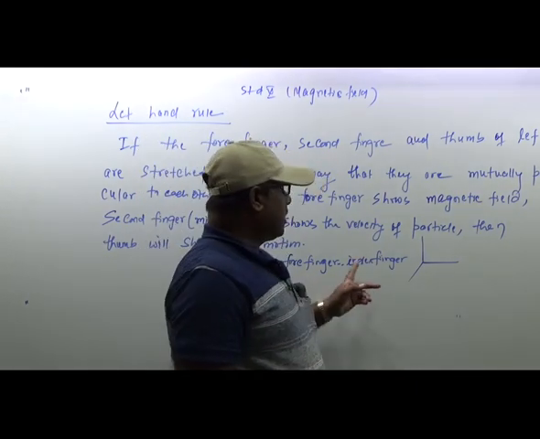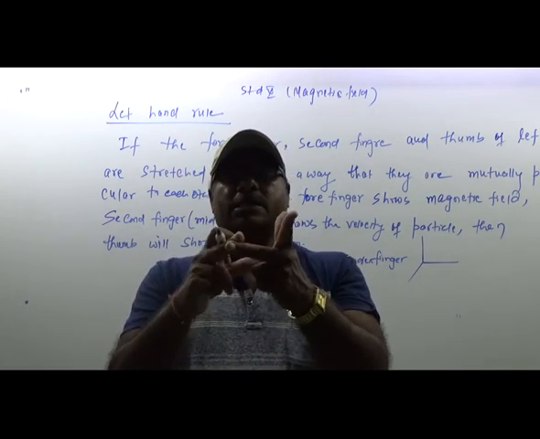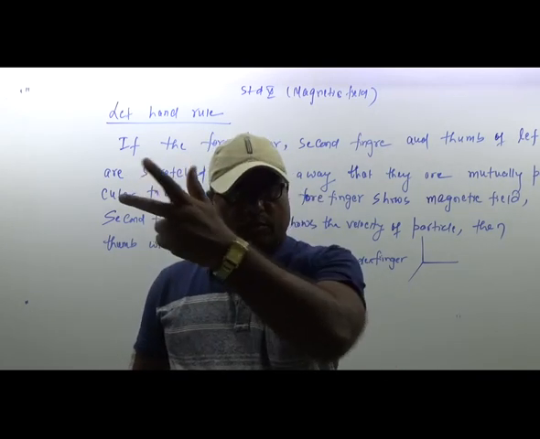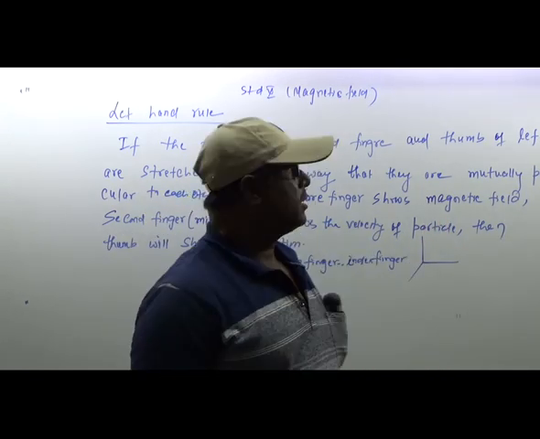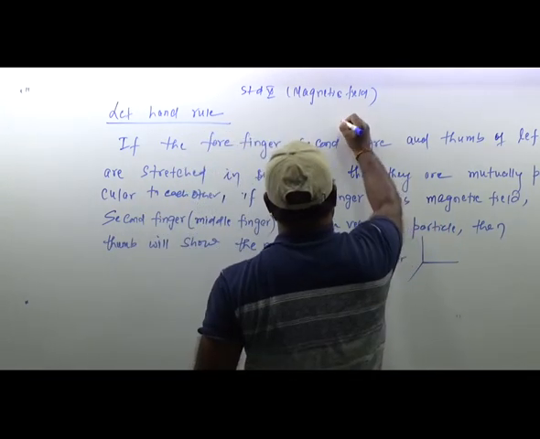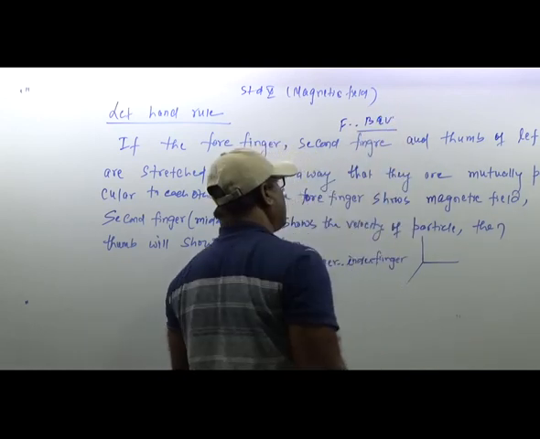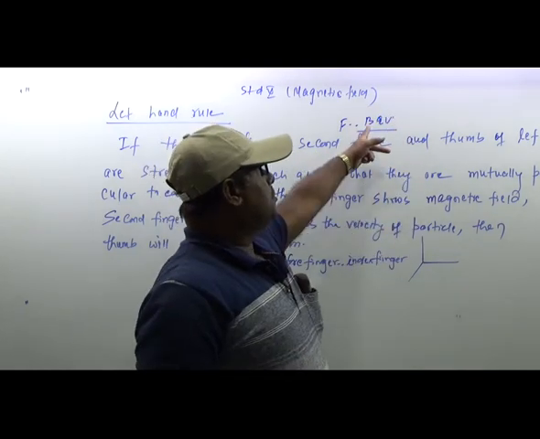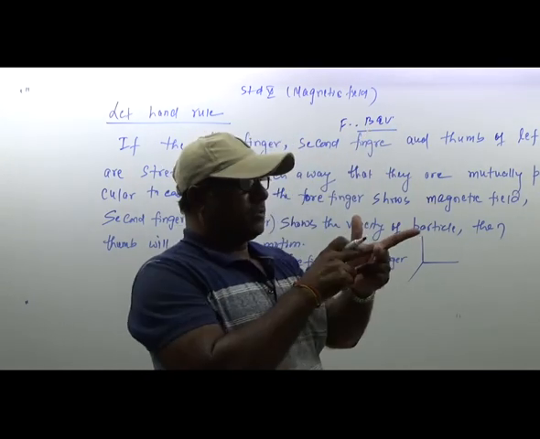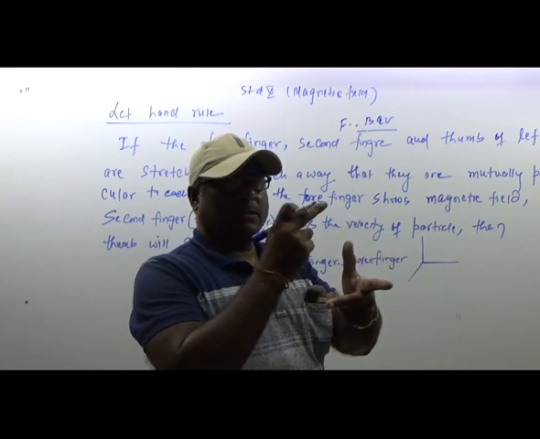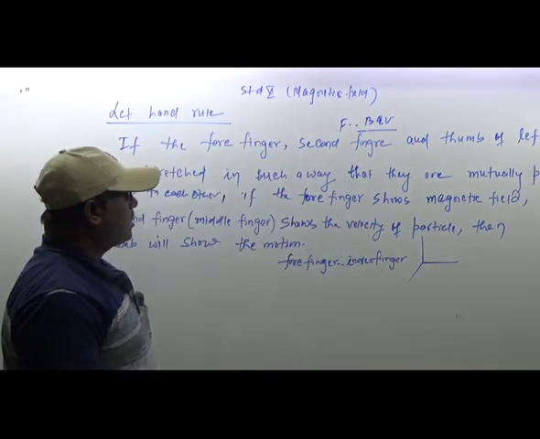So the forefinger will show the magnetic field. This middle finger will show the velocity of the particle. You know that we have studied F is equal to BQV. Alright? B is the magnetic field, V is the velocity, and the thumb will show the motion. So this is the rule.